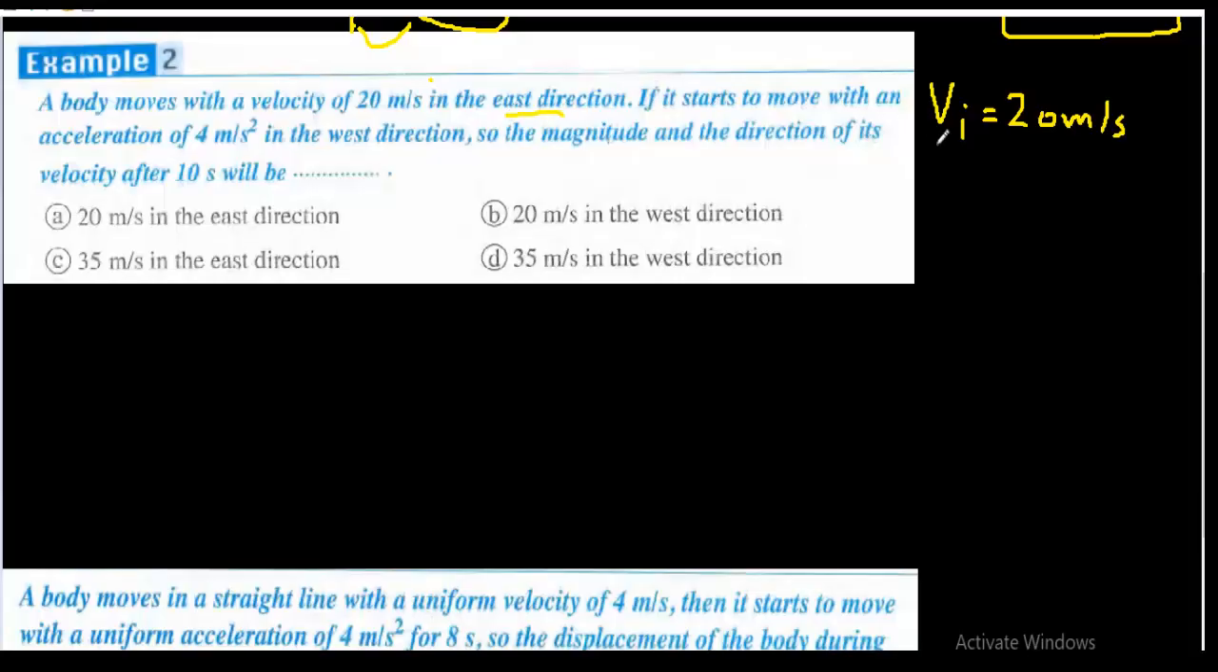In the east direction, okay, let's imagine that the body moves east; you have to take the direction into consideration also. If it starts to move with an acceleration of 4 meters per second squared in the west direction, the acceleration will be in the opposite direction to the direction of motion, so the acceleration will be negative 4 meters per second squared.